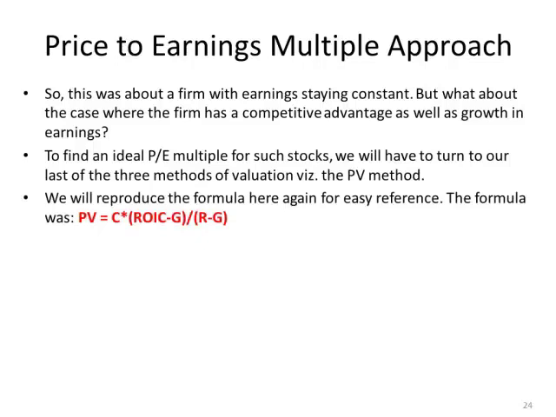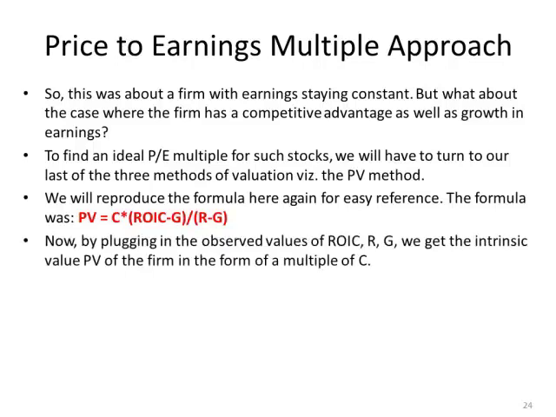So here let's look at the formula for the present value method. We had the capital base times the return on invested capital minus the growth rate, divided by the cost of capital minus the growth rate. Now if we plug in the observed values for return on invested capital, for cost of capital and for growth rate, we get the intrinsic value of the firm as a multiple of C. Right, so we could plug in ROIC, G, and R, and we can solve for PV as a function of C.